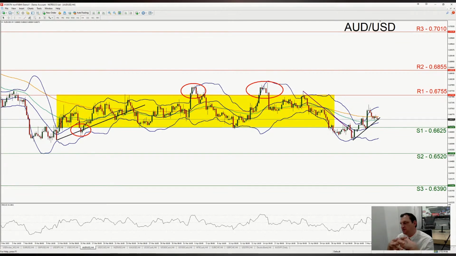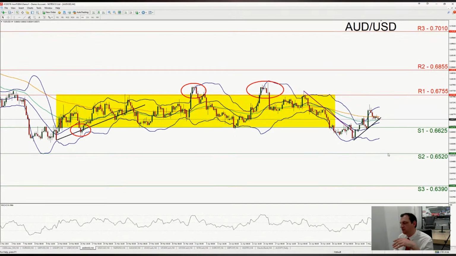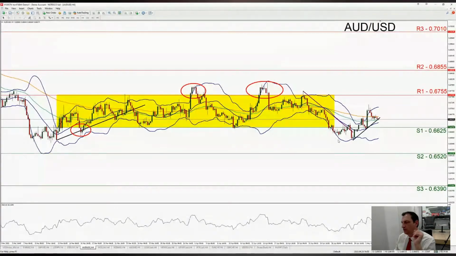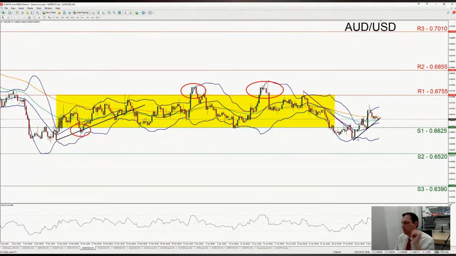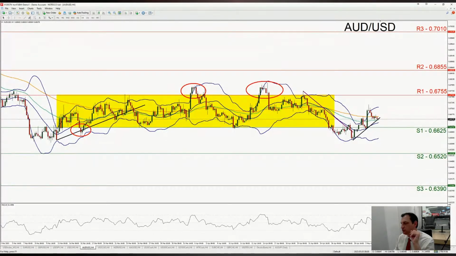For a bearish outlook, I would like to see the pair actually breaking the S1 0.6625 and start aiming for the 0.6520. Definitely a lower trough than this one. And the RSI indicator has to drop below the reading of 50 and actually approach the reading of 30.